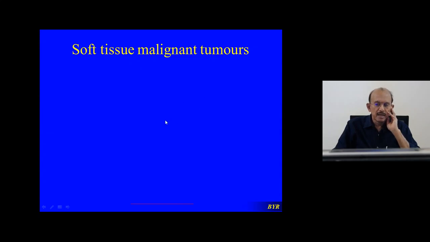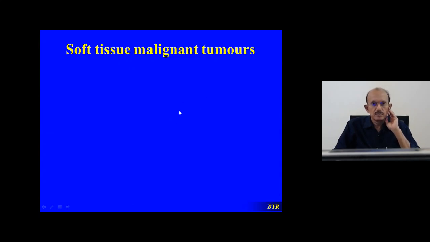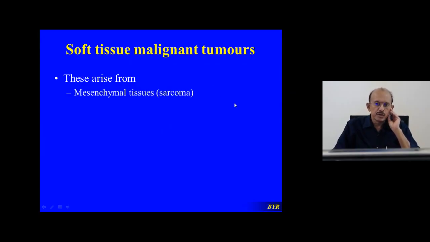Soft tissue malignant tumors. These arise from mesenchymal tissues. That is why they are called sarcomas. All malignant tumors arising from the epithelium or epidermis are called carcinomas. All the malignant tumors arising from the mesenchymal tissues are called sarcomas.